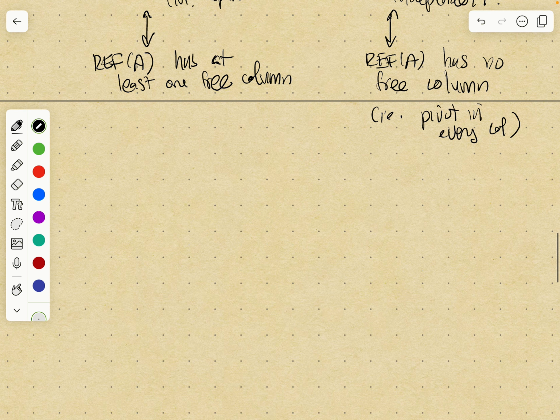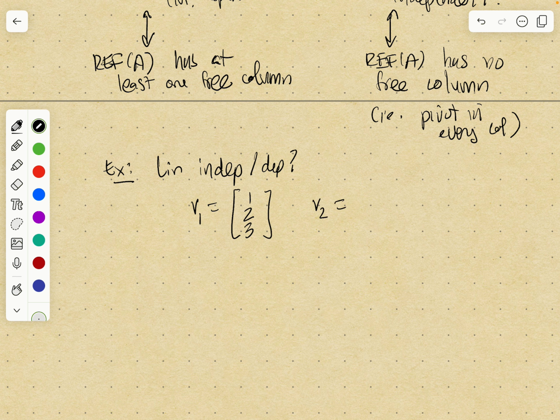Okay, let's look at an example. Is this set linearly independent or dependent? V1 is 1, 2, 3, v2 is 2, 5, 6. I mean, this is just a very easy example, but it's just to practice applying the criterion. We form the matrix A, where the first column is 1, 2, 3, the second column is 2, 5, 6, and then you row reduce.